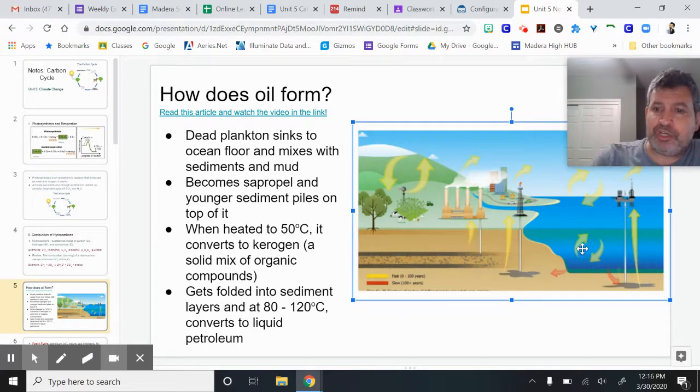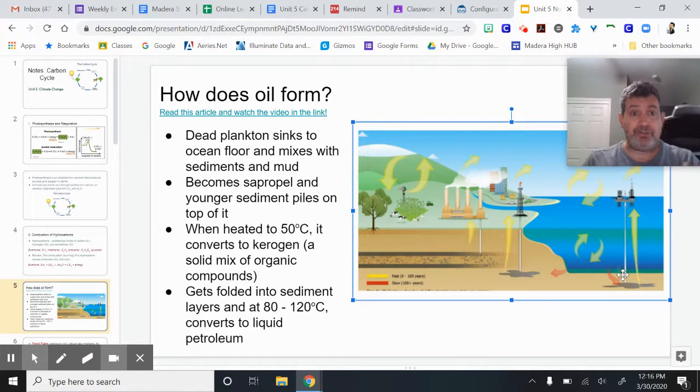And so younger sediment, new sand and mud, piles on top of it. Well, whenever you get that increase of stuff on top of it, it increases the pressure. Kind of think of being in a swimming pool. If you go down to the bottom of the pool, there's more water on top of you, which creates more pressure. Okay. And so that happens there. Well, when the pressure goes up, the temperature also goes up. And so you end up with the temperature rising.